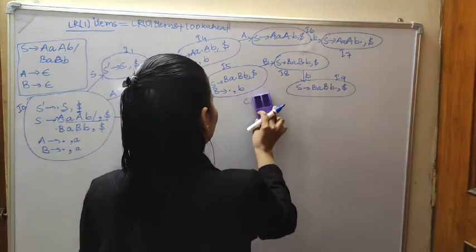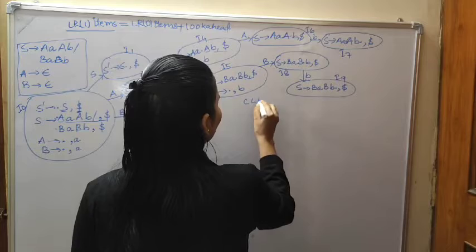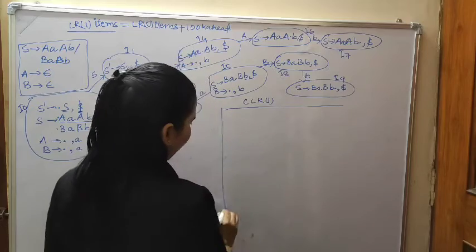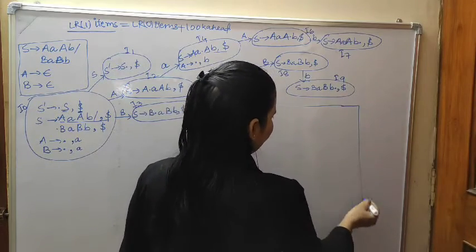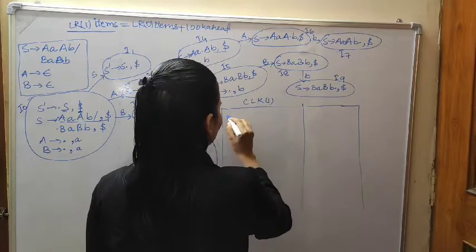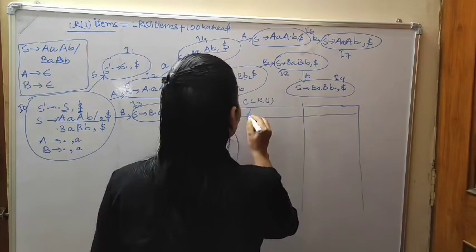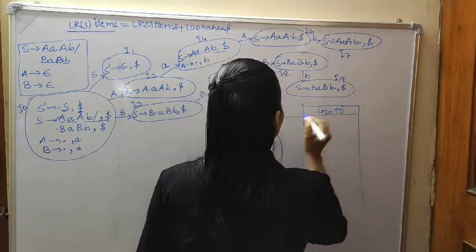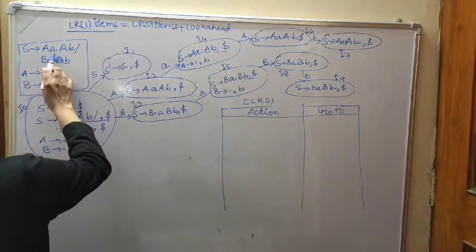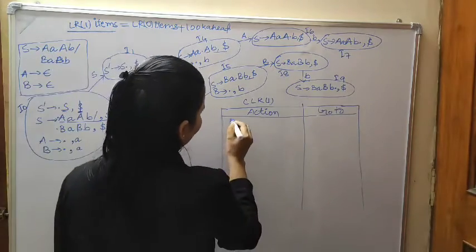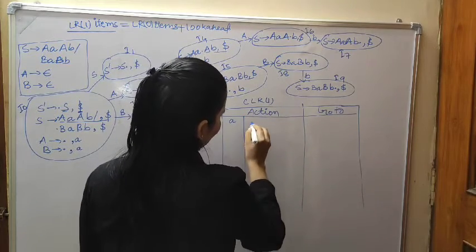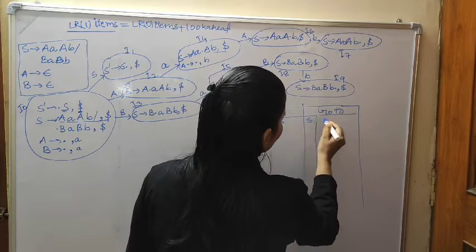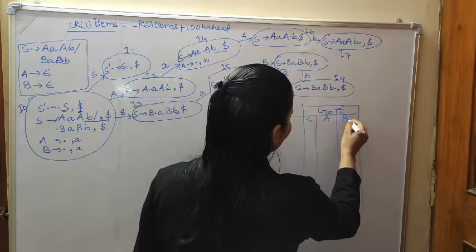CLR1 it is. First we will construct the CLR1. This is the action part and go to part. Action part: small a, small b and dollar will come. Here S, A and then B will come.